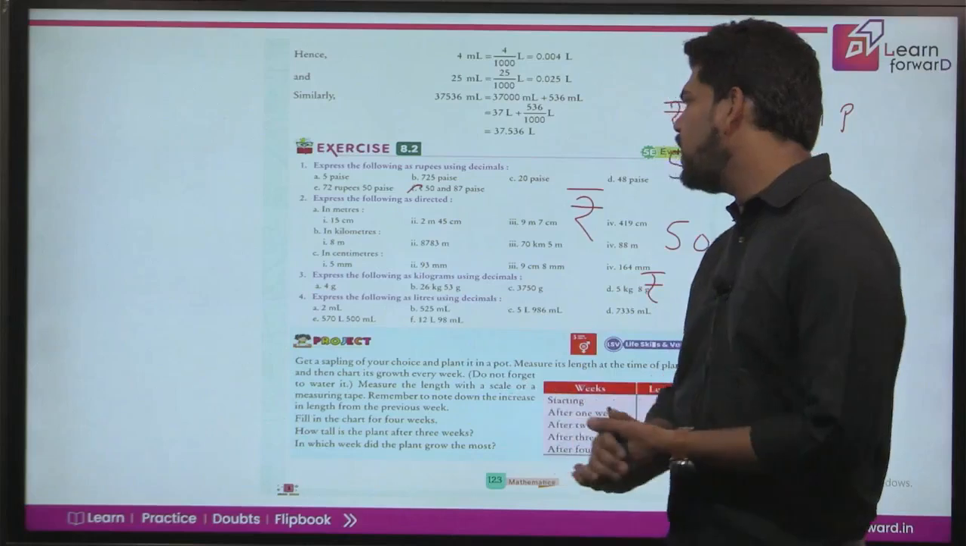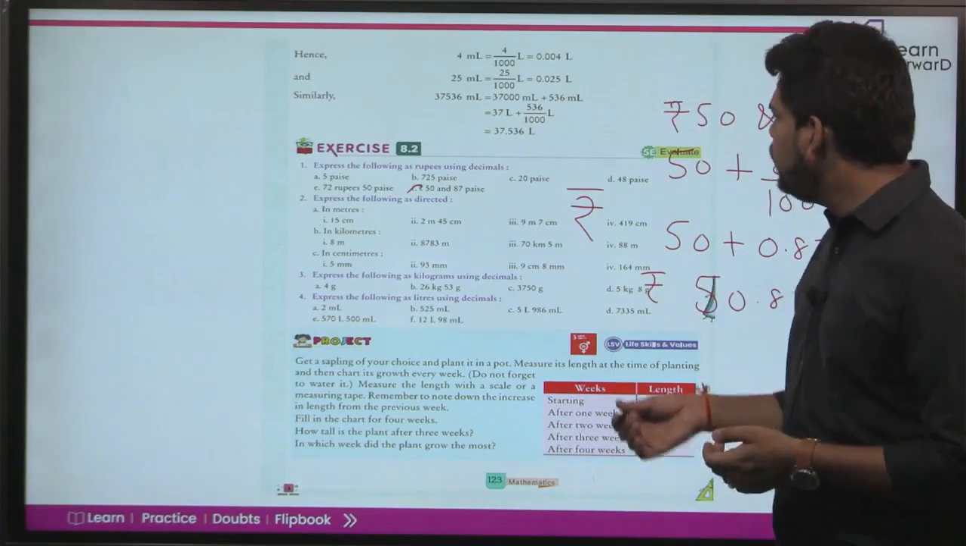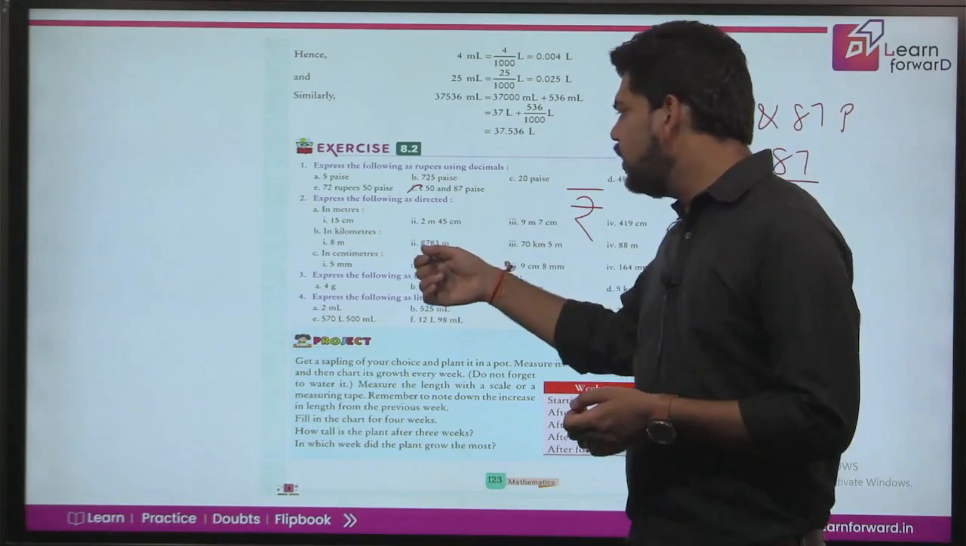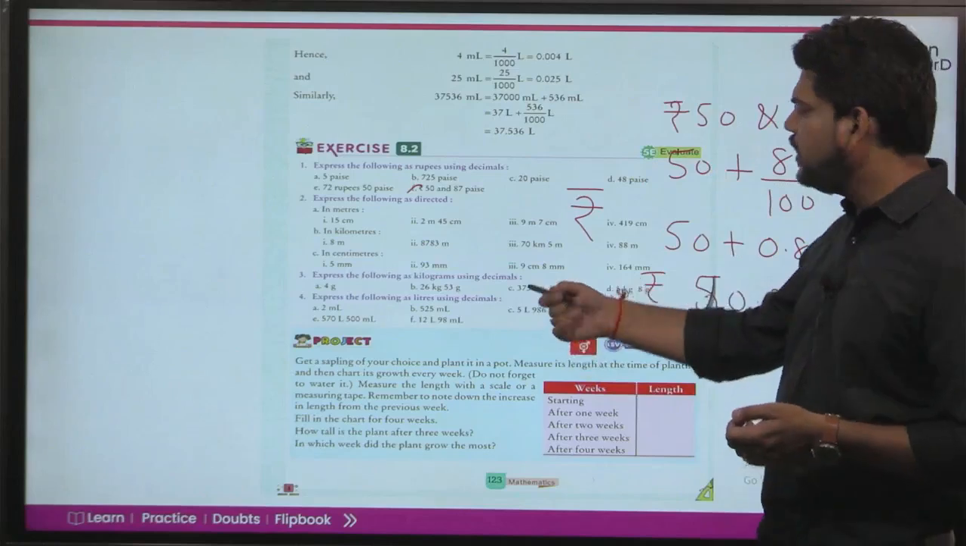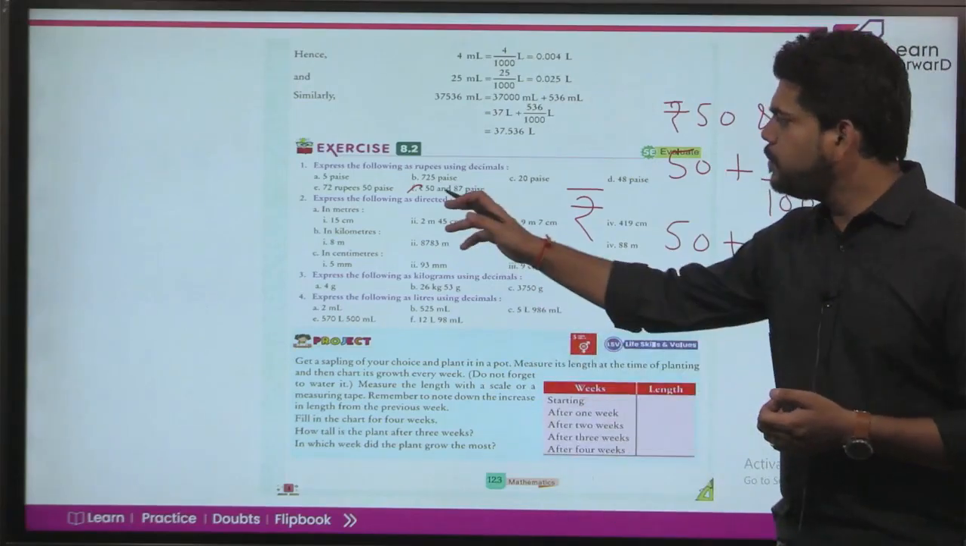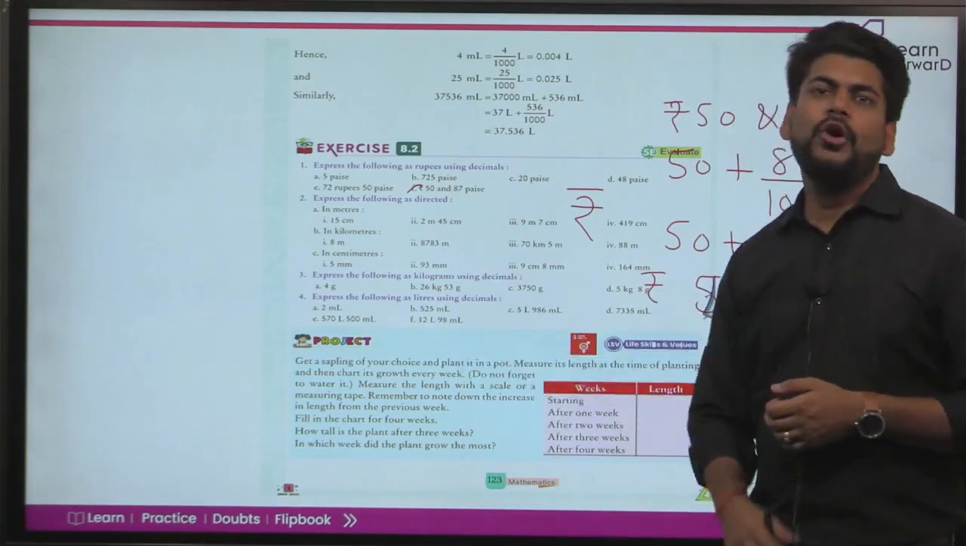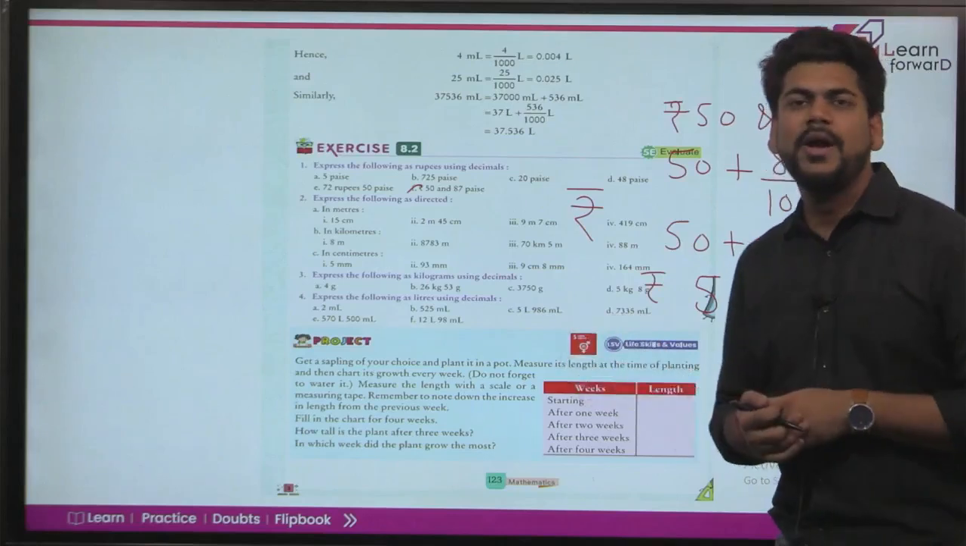Express the following as directed. We need to convert all these in meter, kilometer, centimeter, then gram, milliliter. Since I have explained to you how to do this, I am sure you will be able to complete the whole exercise by yourself. Fine?